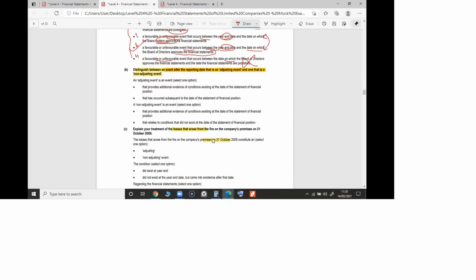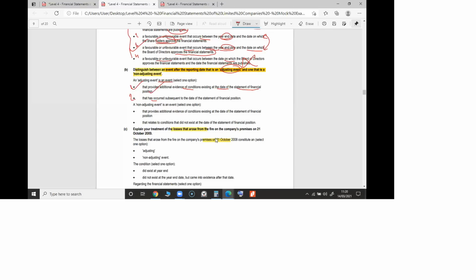B, distinguish between the event after the reporting period, adjusting event, and non-adjusting event. So 1 and 2: one provides additional evidence of conditions existing at the date of the financial statements, and the second option is that it occurred subsequent to the date of the statement of financial position. This is the best answer. This is basically a definition of adjusting events. An adjusting event is an event that provides additional evidence of conditions existing at the date of the statement of financial position.